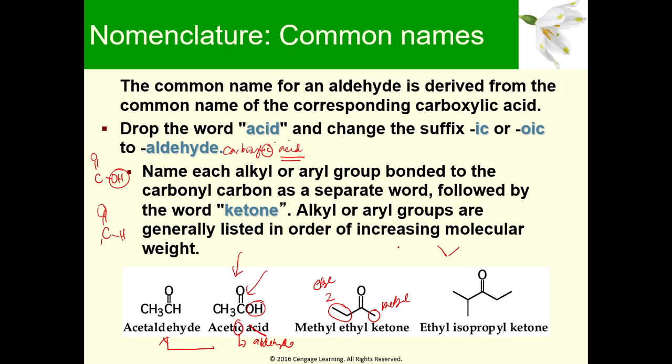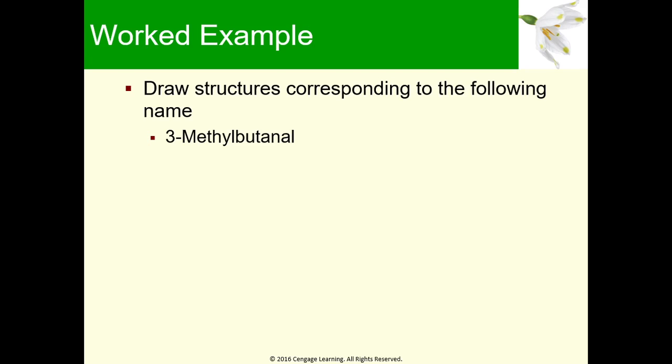Now, how about this part? Again, this is a ketone because your C double bond O is connected to two different carbons. How do we name this part? This one is ethyl, and then this one is your isopropyl group. The isopropyl group versus the ethyl, anong mas maliit? Yung ethyl, yung maliit. Kaya, mauna siya sa naming. So, this one is ethyl isopropyl ketone. That is how you name your common name for your aldehydes and ketones.